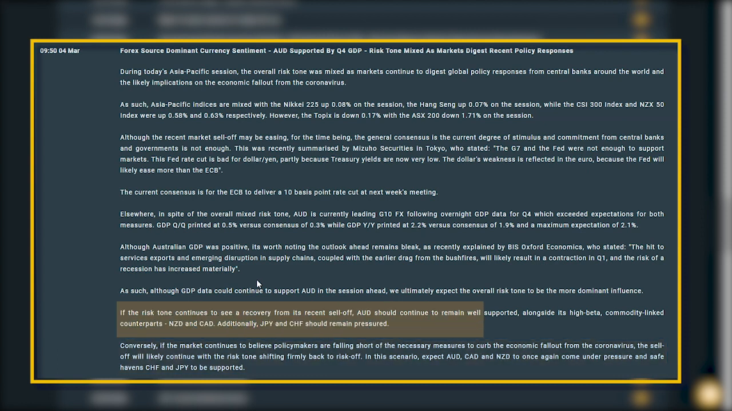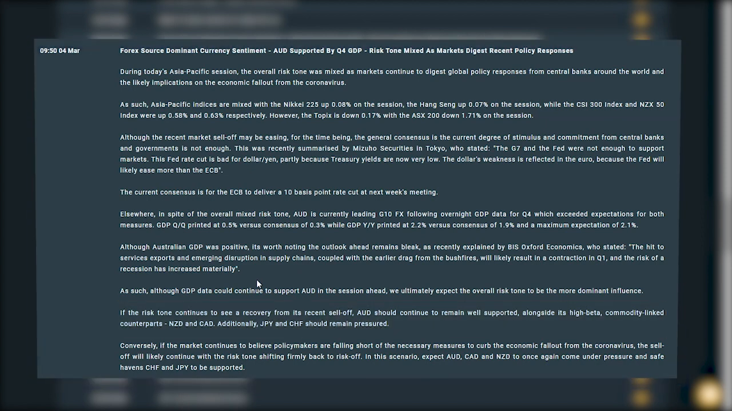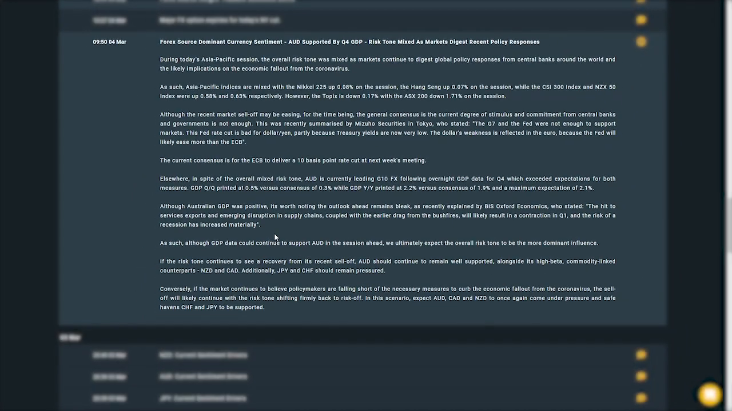Now, as a result of the more cautionary risk tone, we also saw strength for the Japanese yen and the Swiss franc in the session due to these safe haven statuses. Now, the underlying market tone was also more negative due to the ongoing concerns about the coronavirus at the time.